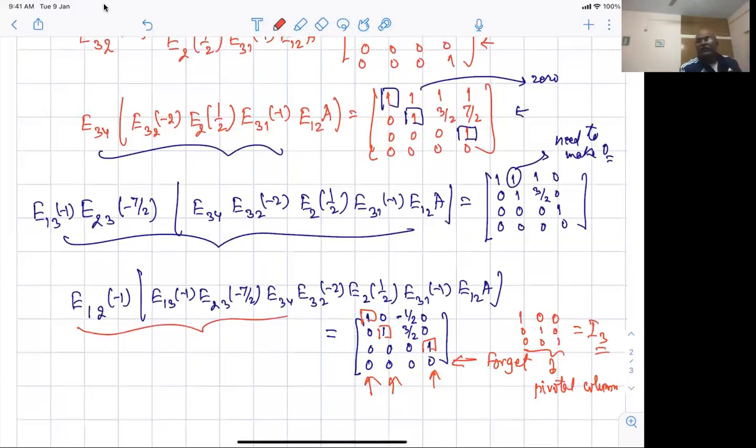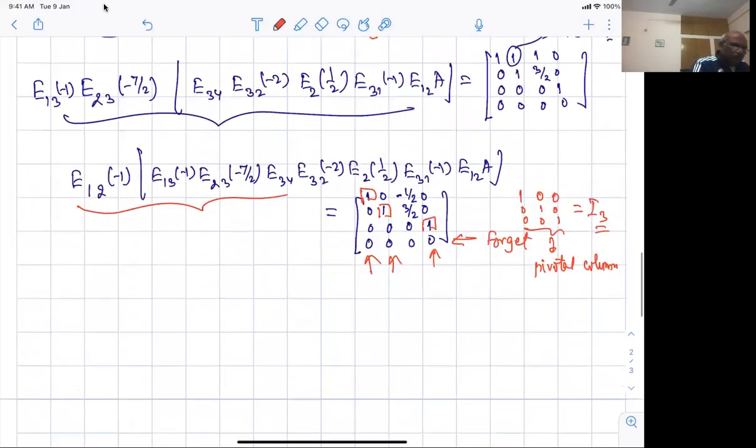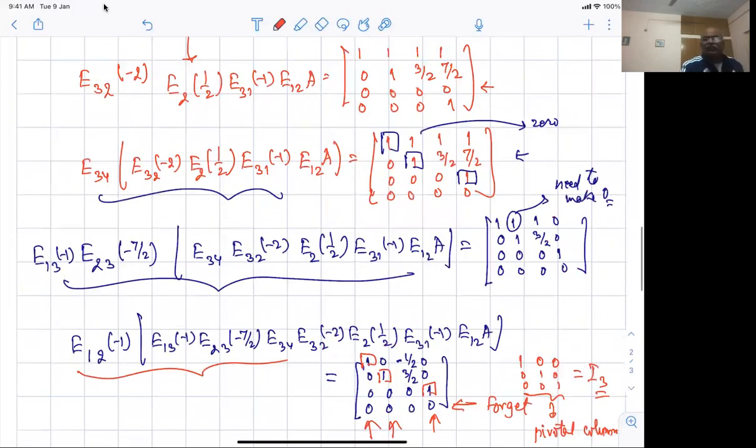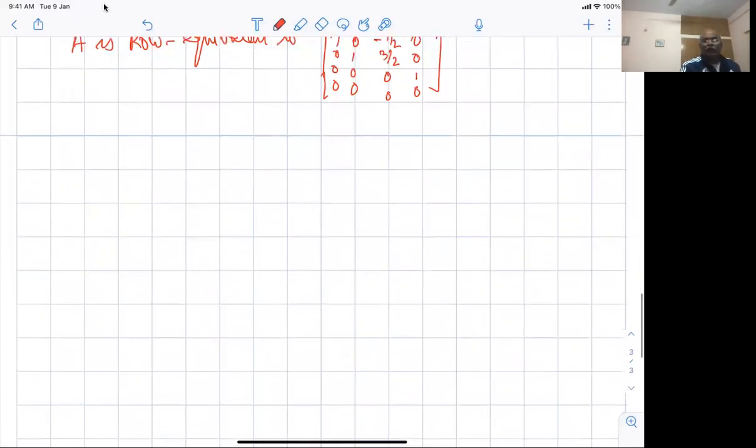Since these are all elementary matrices, the final matrix that I've got is row equivalent to the matrix A. So this matrix A is row equivalent to 1 0 0 0 0 1 0 0 minus half 3 by 2 0 0 0 1 0. Not only that, each of these matrices that you had at intermediate stages, all of them are row equivalent to each other. That's very important.